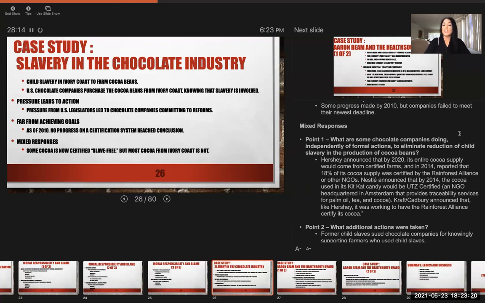Now, what additional actions are taken? Well, former child slaves sued chocolate companies for knowingly supporting farmers who use child slaves.